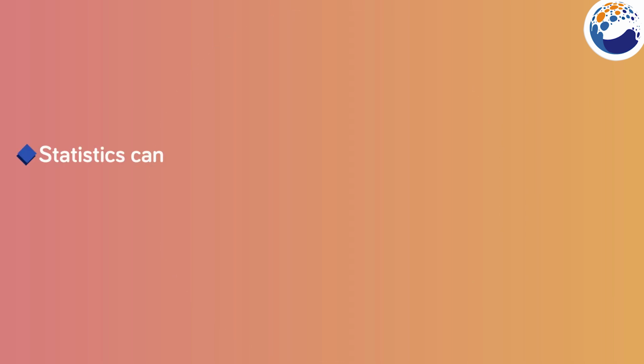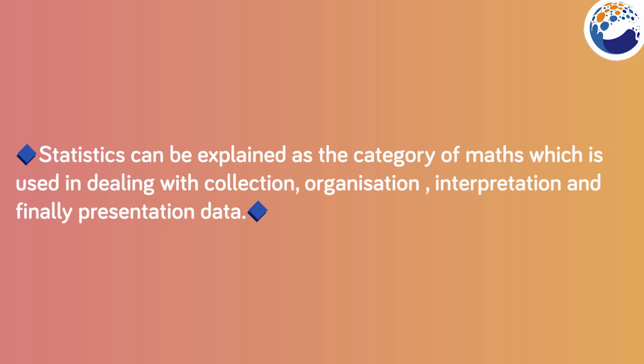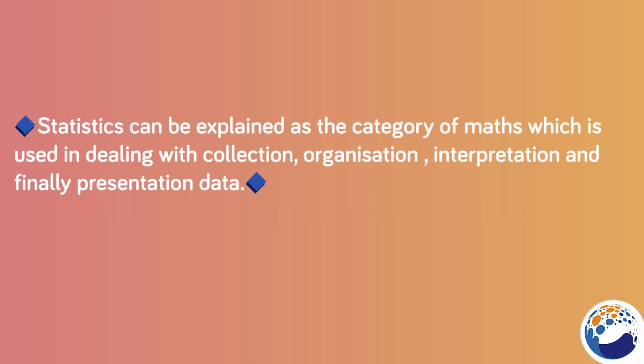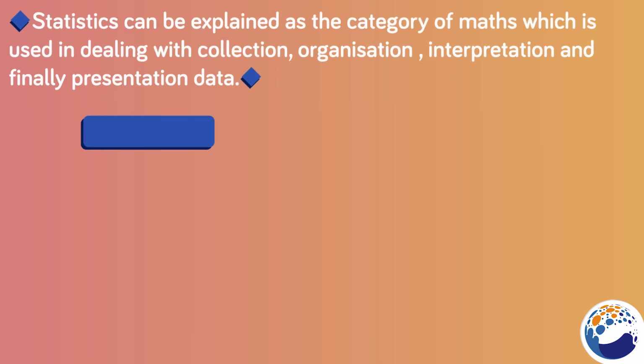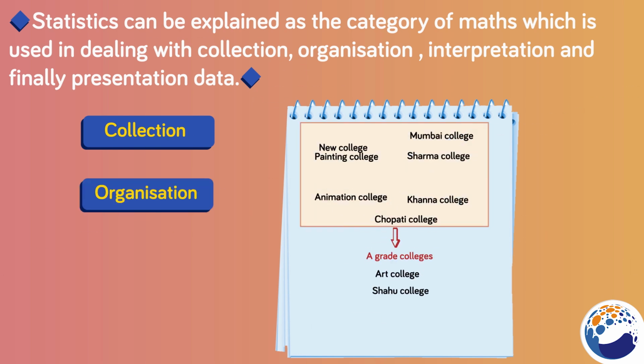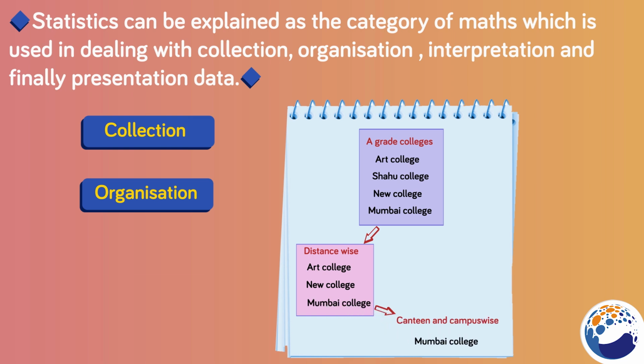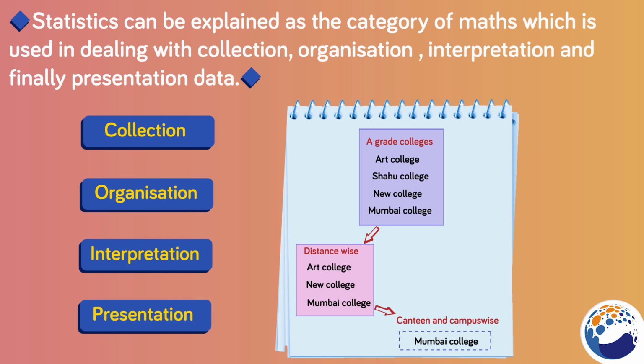What we just saw is a statistical data on a smaller scale. Statistics can be explained as the category of math which is used in dealing with collection, organization, interpretation, and finally presentation of a data. Here, once the data is collected by Jack, he organizes it. Then comes interpreting the data, that is, understanding the data, which is the most important step. And then finally comes the presentation of data.